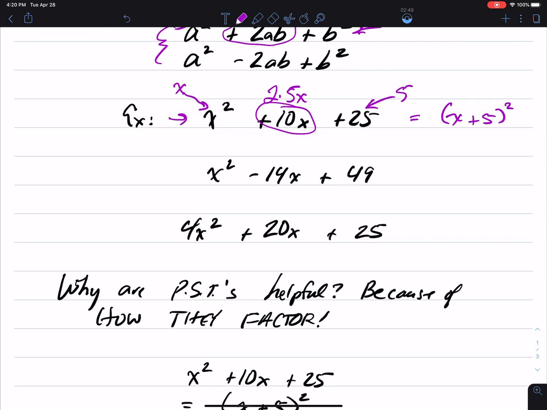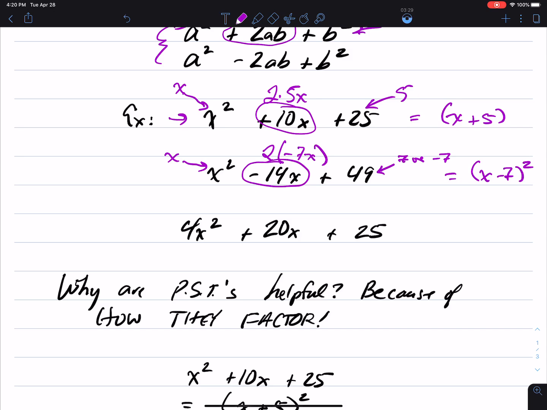Here's another one: x squared minus 14x plus 49. Again, x squared obviously is a square, and its root is x. 49 is also a square. Its root is 7, but you could say 7 or negative 7. And when you get negative 14x in the middle, that's 2 times negative 7x. So again, how does that factor? It factors as x minus 7 squared.